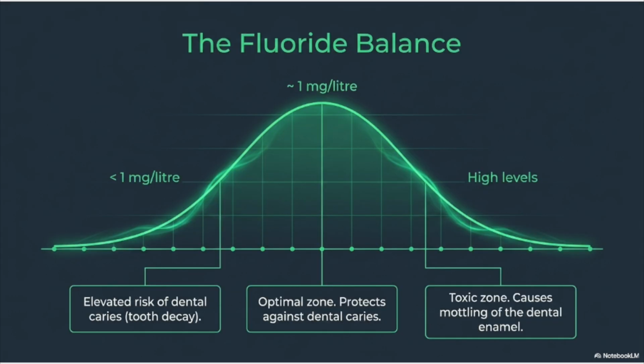Let us look at a specific example of this chemical threat, which is the fluoride balance. At levels below 1 mg per liter, there is an elevated risk of dental caries or tooth decay. At around 1 mg per liter, this is considered the optimal zone, which protects against dental caries. At high levels, fluoride enters a toxic zone, which causes mottling of the dental enamel.